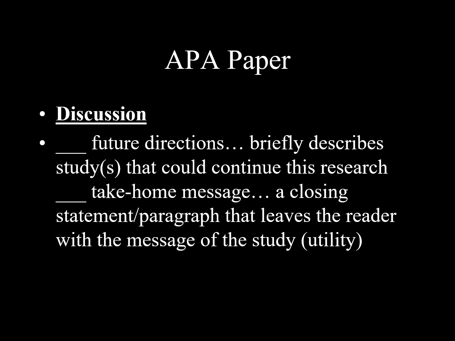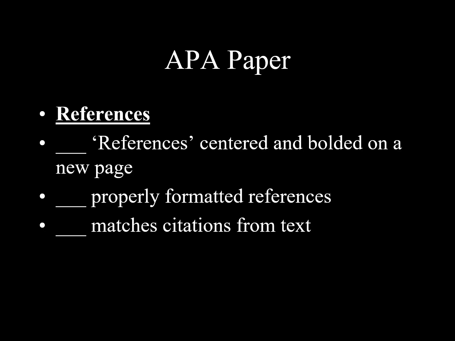We're then, based on those discussions, that limitation is going to discuss future directions. So basically, we're briefly going to describe some additional studies that could continue the research. Basically, this section is going to be, what would you do different if you were going to do the study again? And finally, a take-home message, a closing statement, a paragraph or paragraphs that leaves the reader with the message of the study. What does all of this mean? This is often best thought of as utility. How could you actually use this information in practice, quote unquote, applying to the real world?